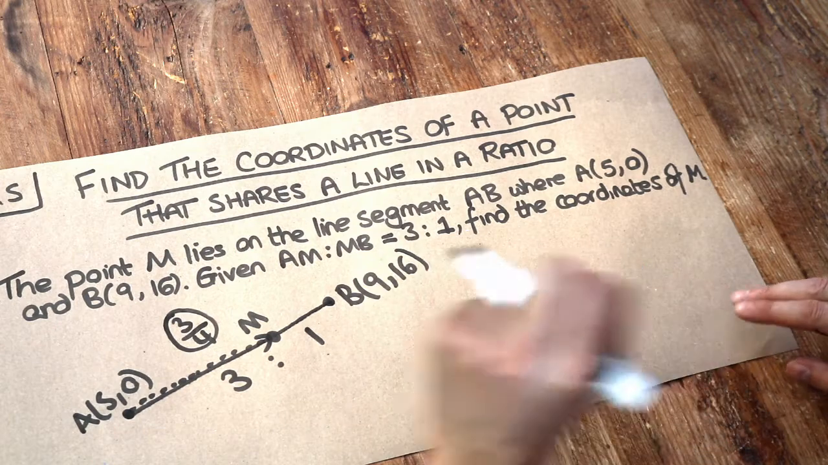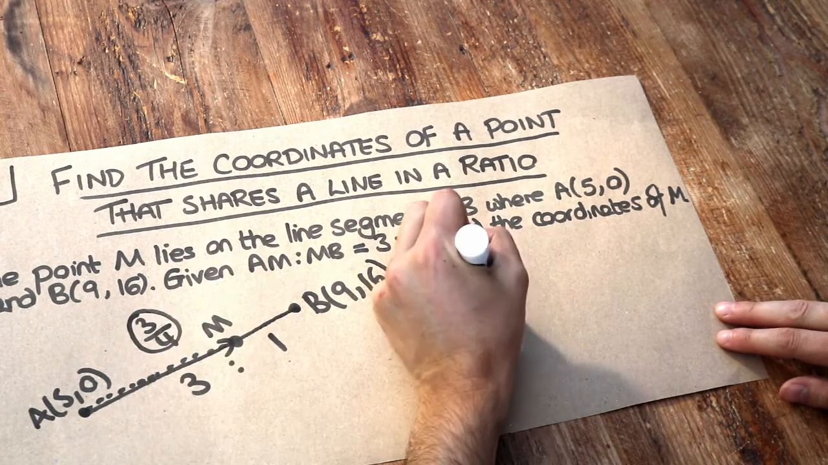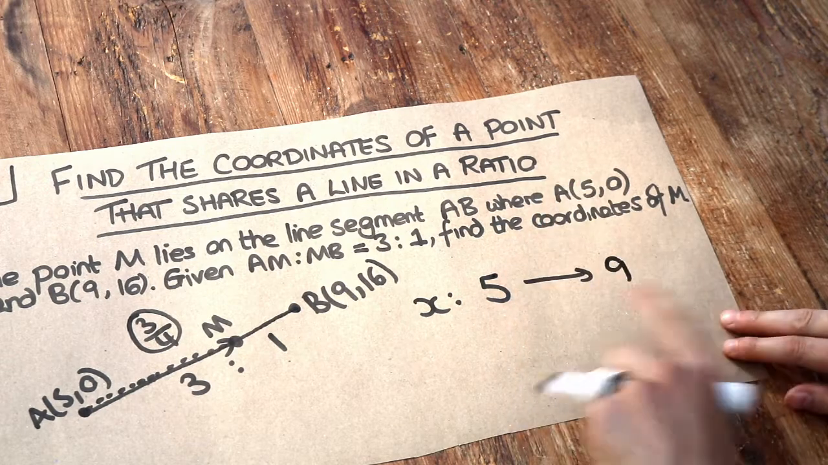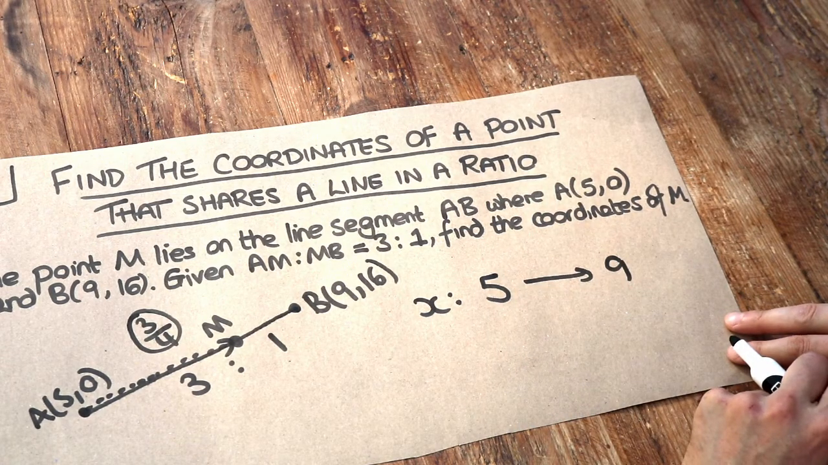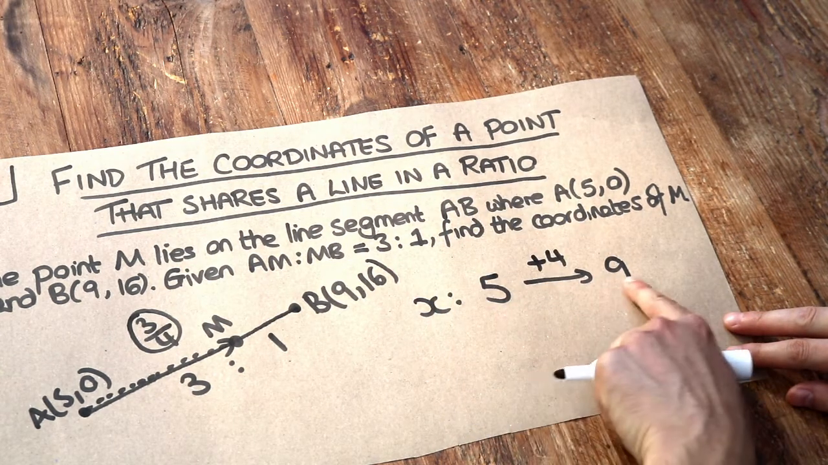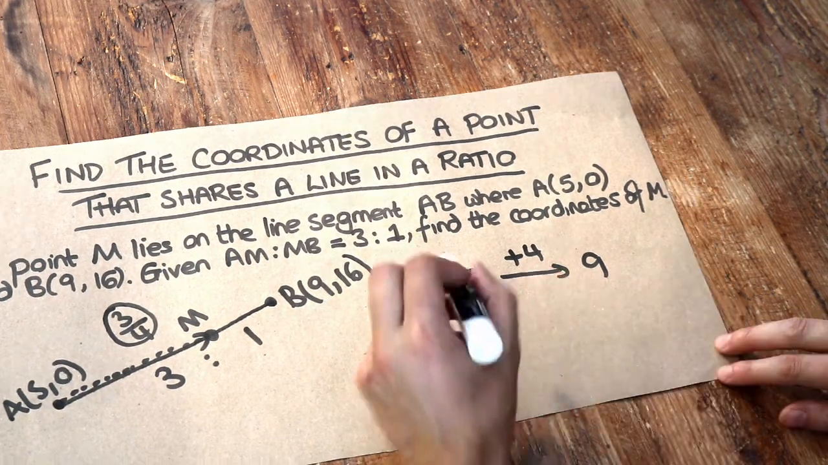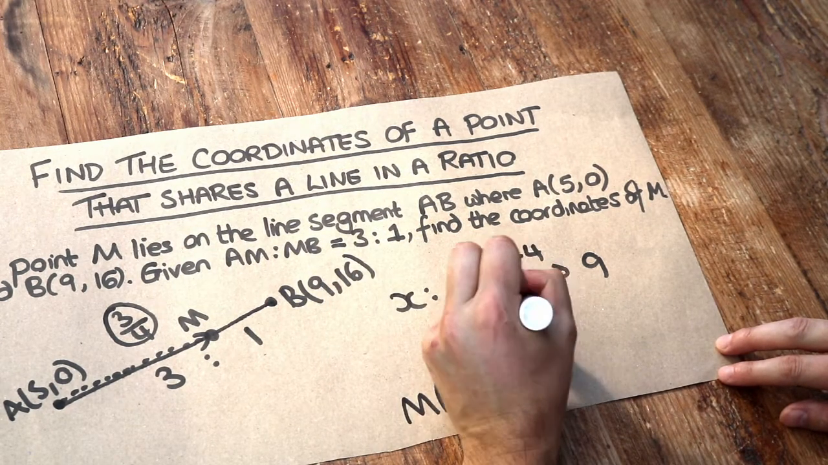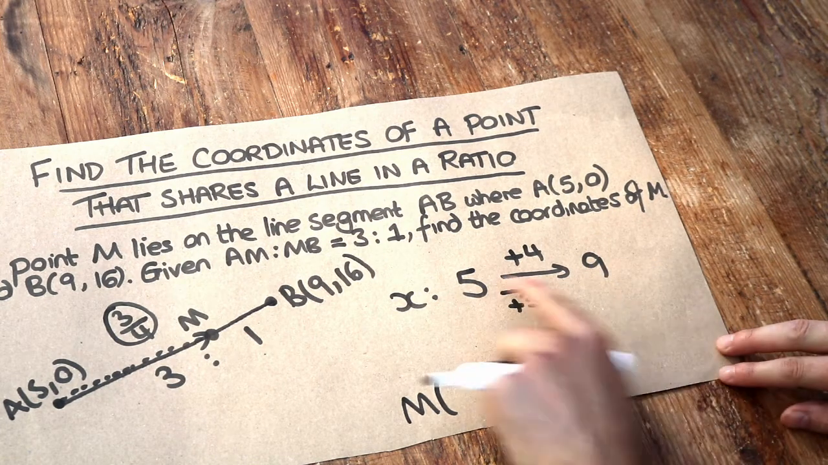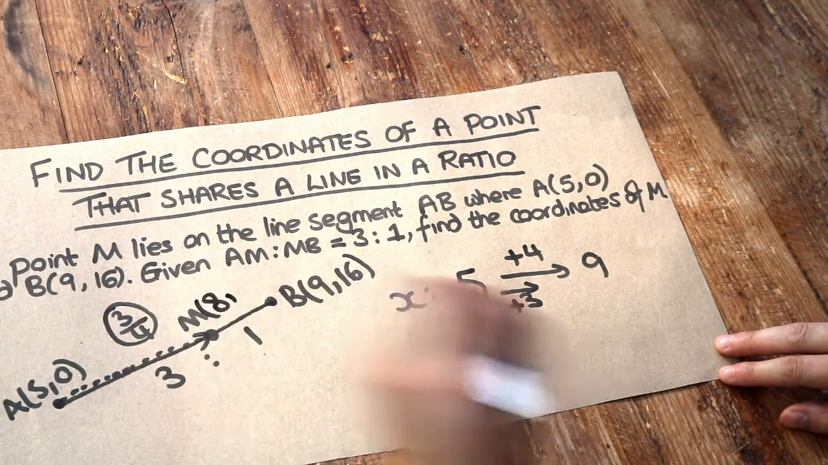Now let's do this separately for the x value and for the y value. If we look at the x value, we're starting at an x value of 5, we're getting to an x value of 9, and we want to go 3/4 of the way across. Now can you see at the moment, the increase in x is 4, so the x value is going up by 4, but we only want to go 3/4 of that, and therefore you only want to go up 3 to get to M, because 3 is 3/4 of 4. And 5 plus 3 is going to be 8. So the x coordinate here is 8.